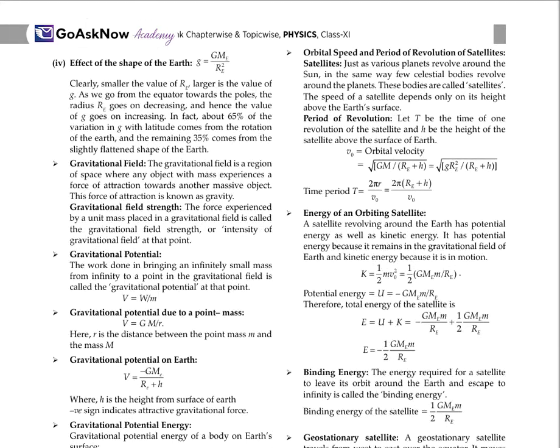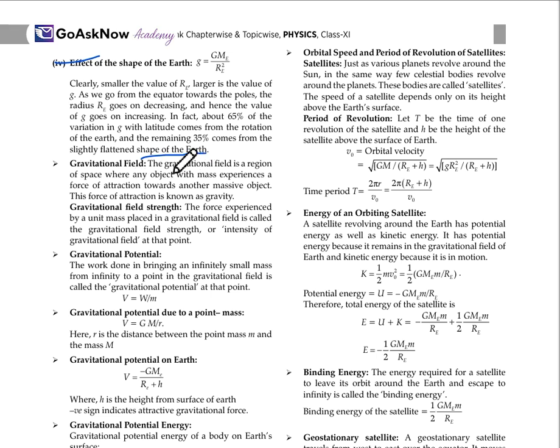Now, moving to the next, the effect of the shape of Earth. g is equal to GM_e upon R_e squared, as we know. So clearly, the smaller the value of R_e, the larger the value of g, as it's inversely proportional. As we go from the equator towards the pole, the radius R_e goes on decreasing, and hence the value of g goes on increasing. In fact, about 60 to 65% of the variation in g with latitude comes from the rotation of the earth, and the remaining 35% comes from the slightly flattened shape of the earth.